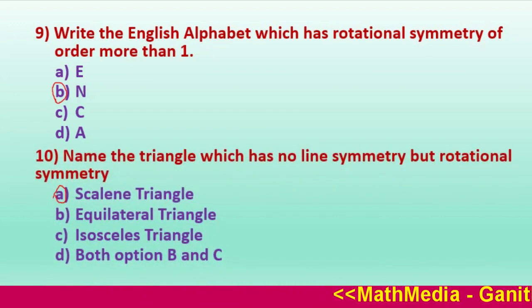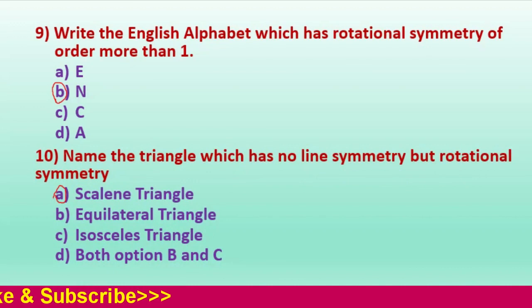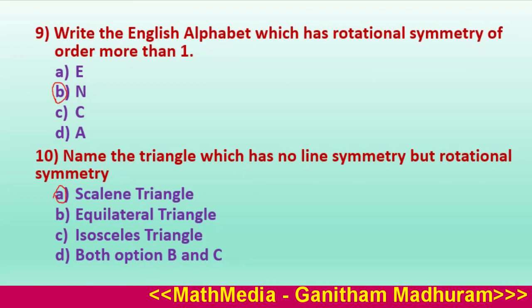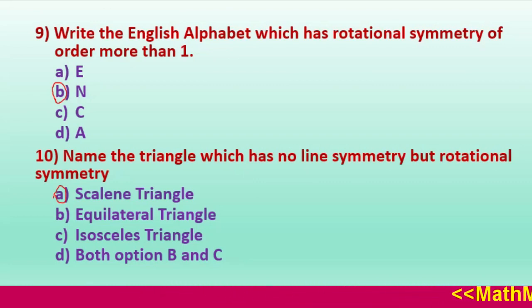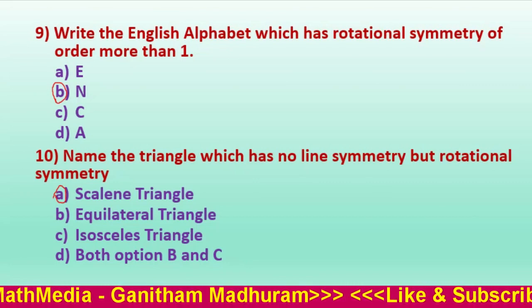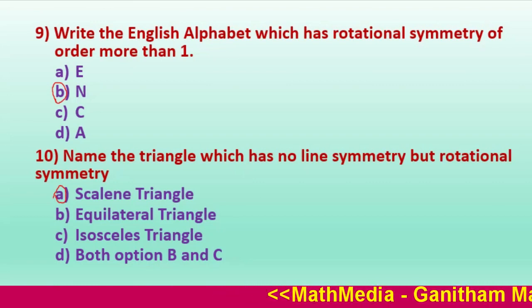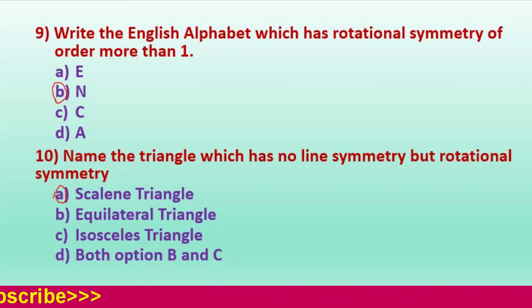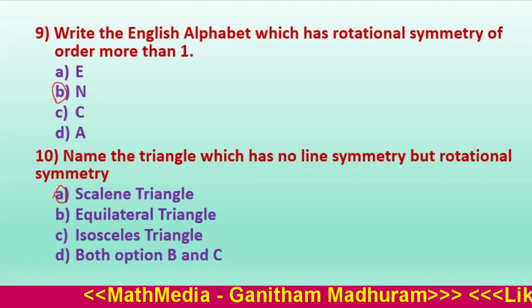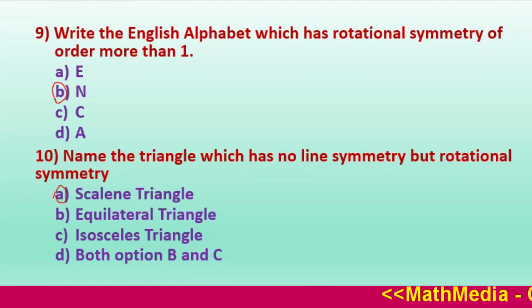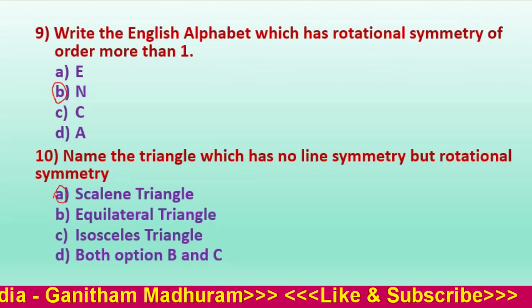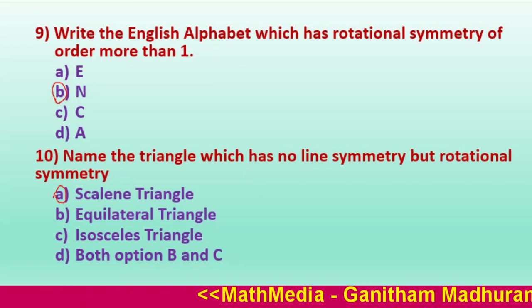10th question. Name the triangle which has no line symmetry but rotational symmetry. Which triangle is having no line symmetry but rotational symmetry? We know that an equilateral triangle is having line symmetry and rotational symmetry. An isosceles triangle is having line symmetry and rotational symmetry of order 1. Next, a scalene triangle has no line symmetry but a rotational symmetry of order 1. Hence the correct option is option A, scalene triangle.